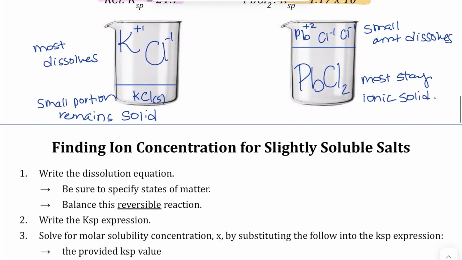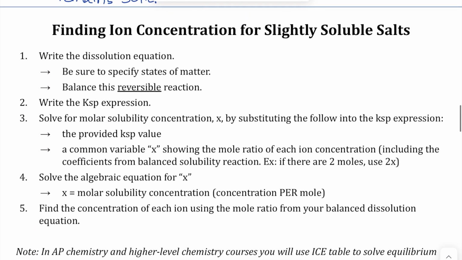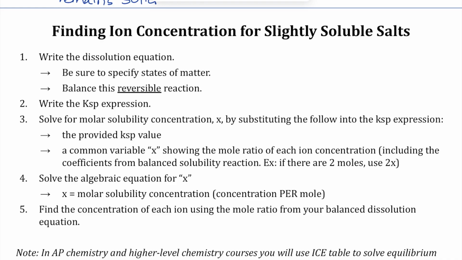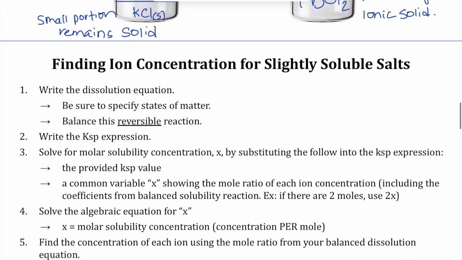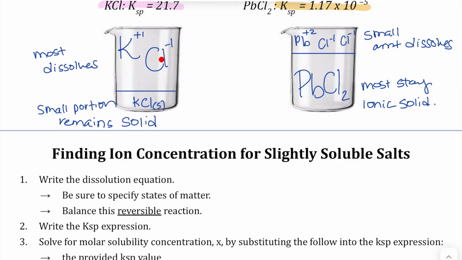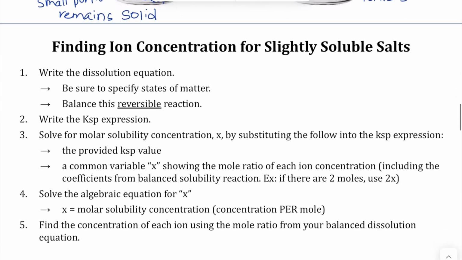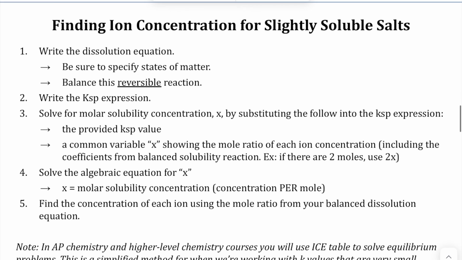All right, so let's go on to how can we use this. If we have our K value for that equilibrium constant, how can we find what concentration of ions we have? So what is my concentration of potassium or chlorine ions, or my lead ions or chlorine ions in these? That's going to be our goal, to find those concentrations. And we're going to do this for slightly soluble salts. That is when this is most helpful.